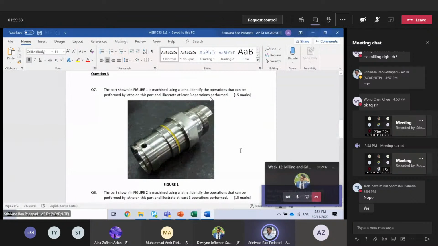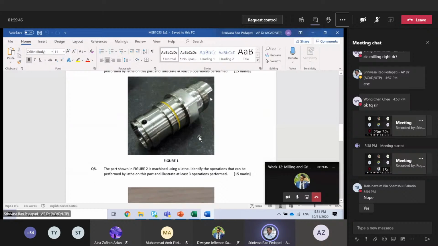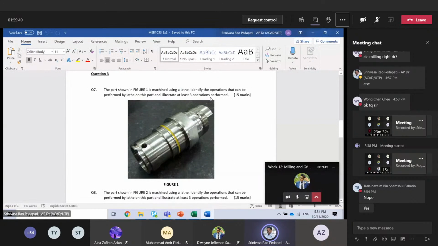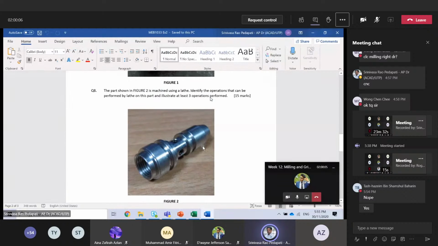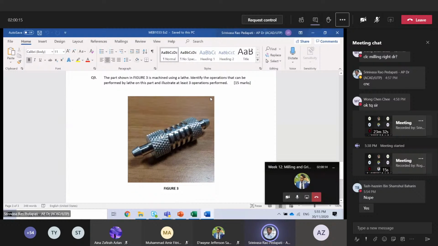Suppose some of you answered what operations are performed, you have to refer to this object and then give the answer. For example, in this component, threading is there, step turning is there, and then you have holes, meaning drilling is there. When you illustrate these operations, you have to illustrate with the component in mind. Some of you answered with just textbook knowledge. For example, this component also has the same operations, with knurling, taper turning, and grooving.